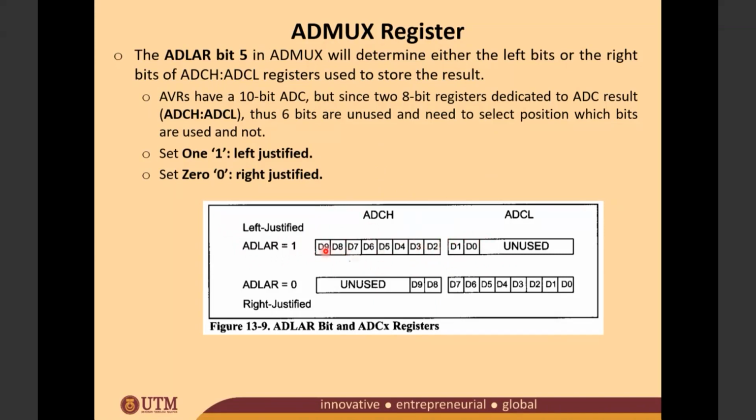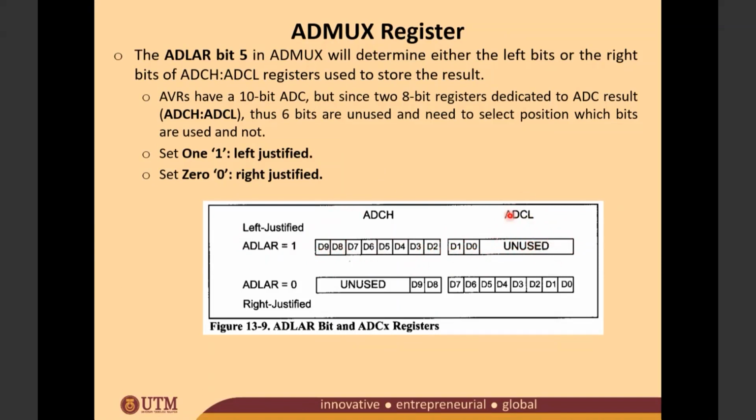The result, which is bit 9, 8 until bit 2, while ADCL will consist of the values from D0, digital output 0, and digital output 1. While the remaining bits from bit 0 until 5 here will become unused bits.